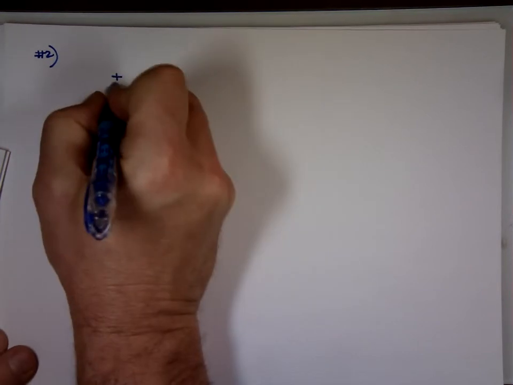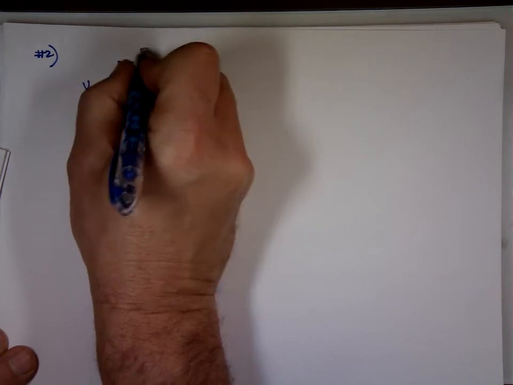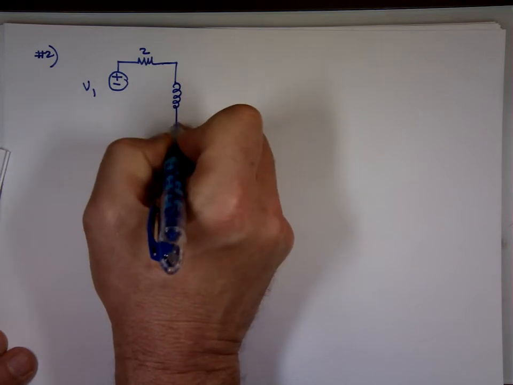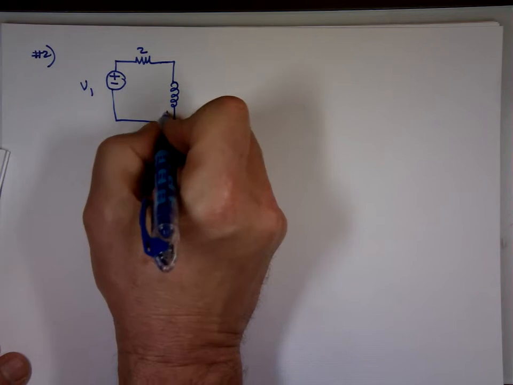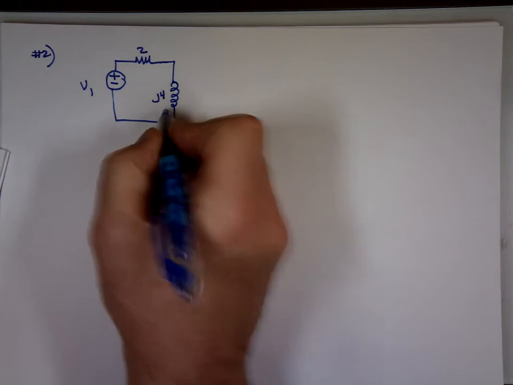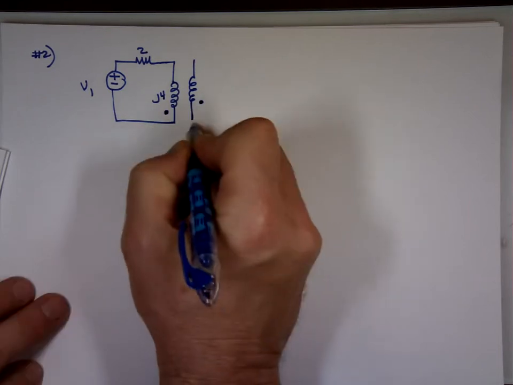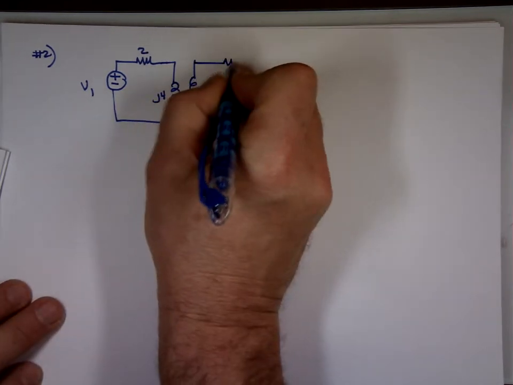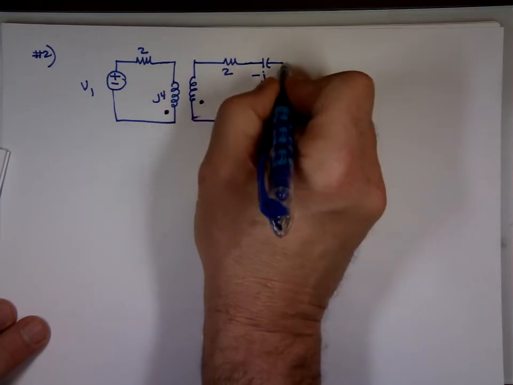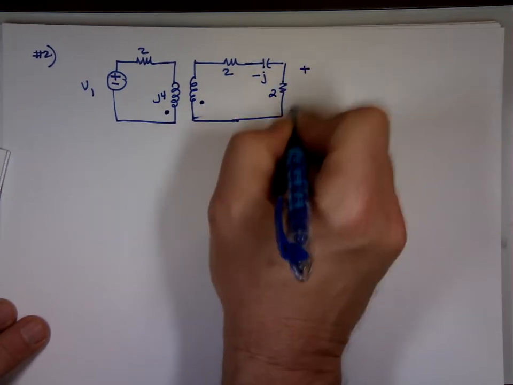We have V1, which I did not give you a value for because I don't need it. I can use any number. 2. J4. And put the dot here. Two, negative J, or 1J, 2, and this is V out.